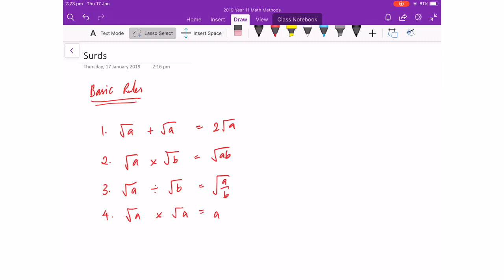On the screen at the moment, I've just got some basic rules. They're kind of similar to indices. Indices have the index laws, however many laws you usually use. This is kind of like the surd laws, I suppose. These are just basic rules that you follow when trying to simplify surds. And surds are basically numbers that cannot be broken down anymore without it becoming a decimal.